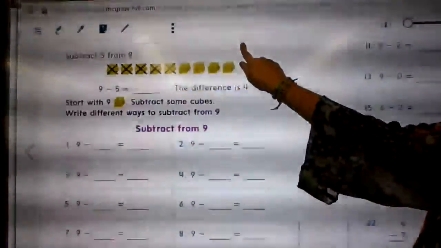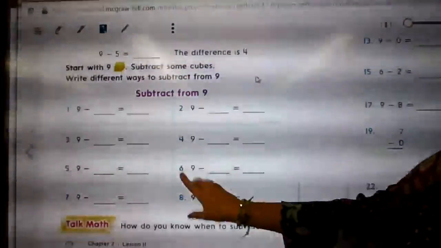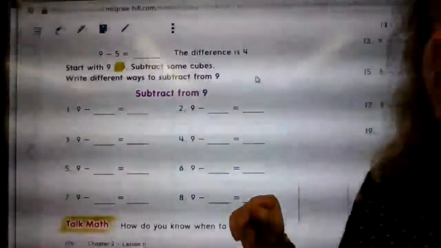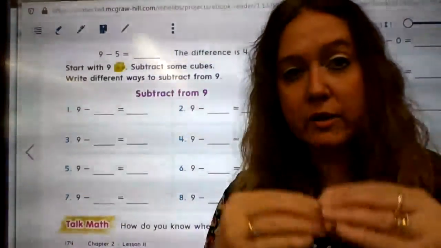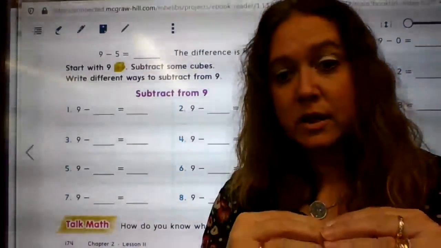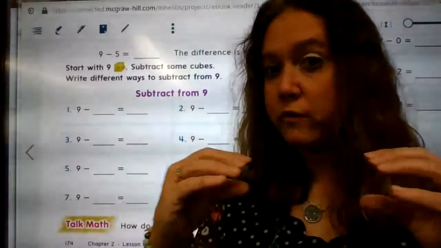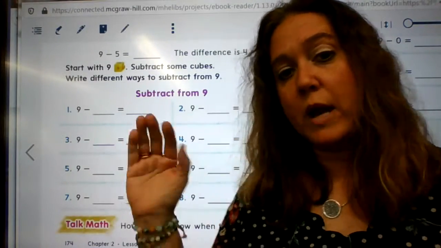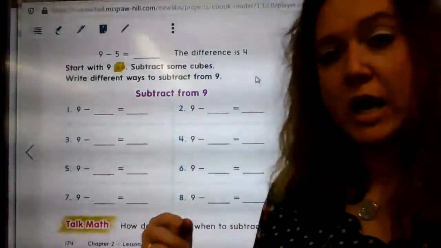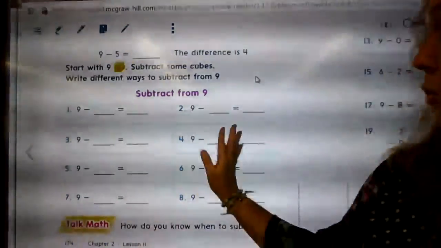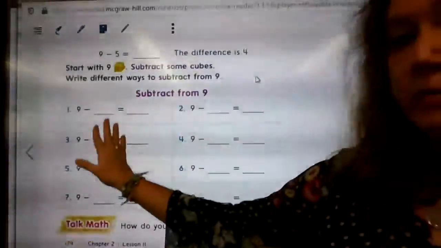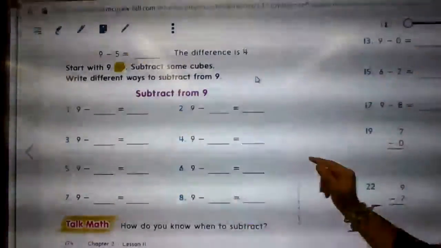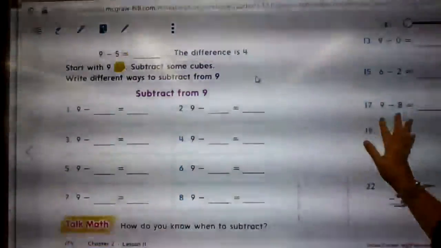Okay, you are going to do this part on your own. Starting off with 9, either with your dry erase board, or if you have things to use, take some away, cross some away, and write your subtraction number sentences subtracting from 9.